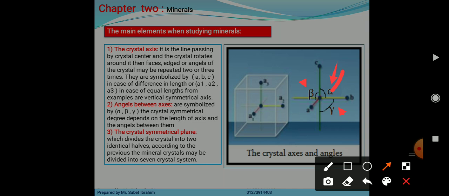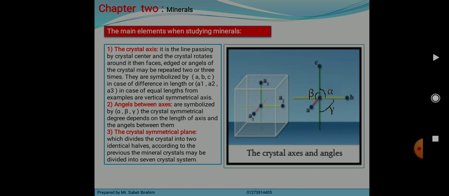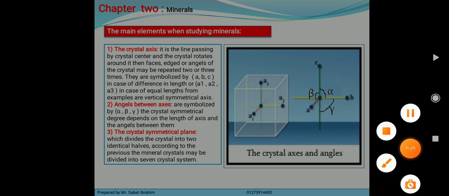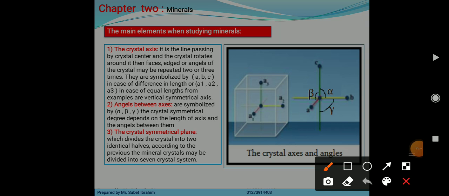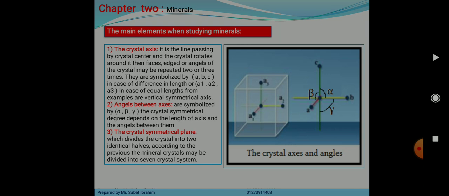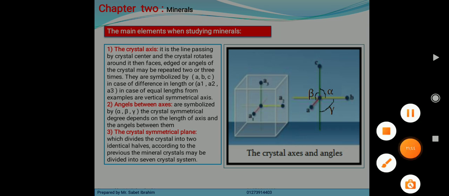Number three of the main elements when we are studying minerals is the crystal plane, or the crystal symmetrical plane. The crystal symmetrical plane divides the crystal into two identical halves, into half with the same identical shape, okay?